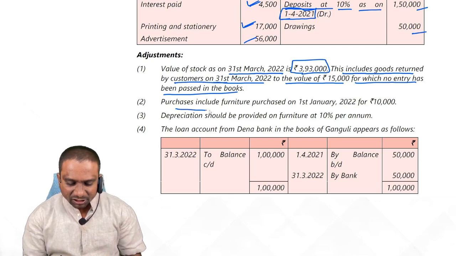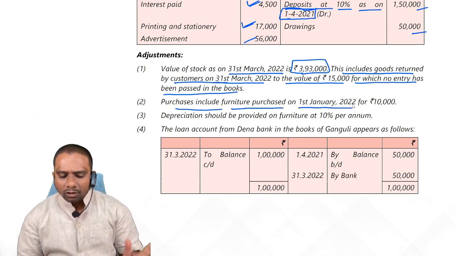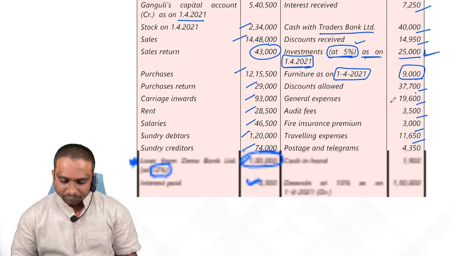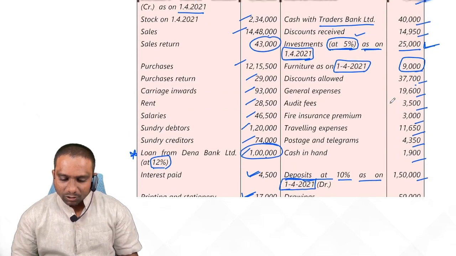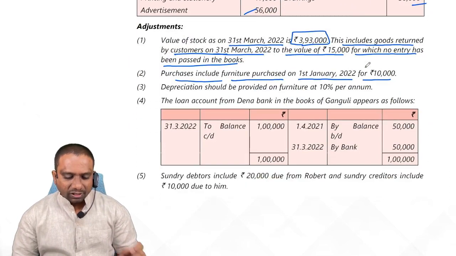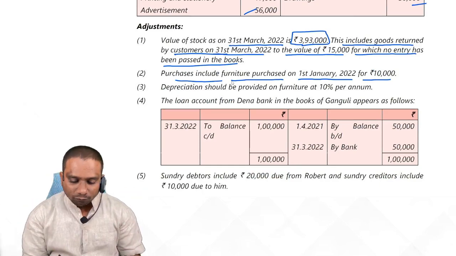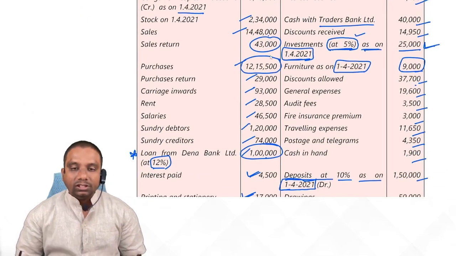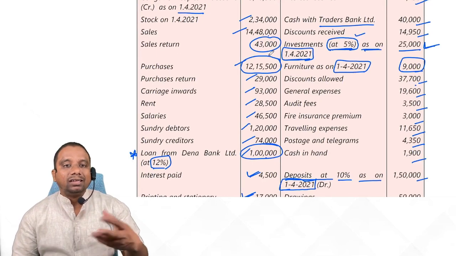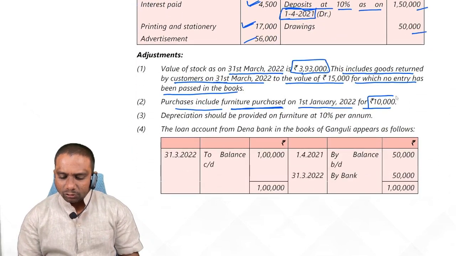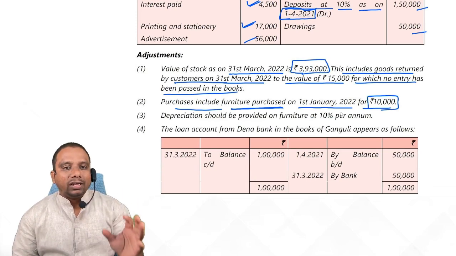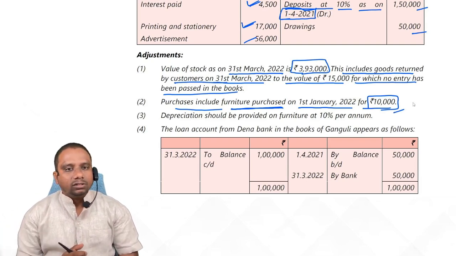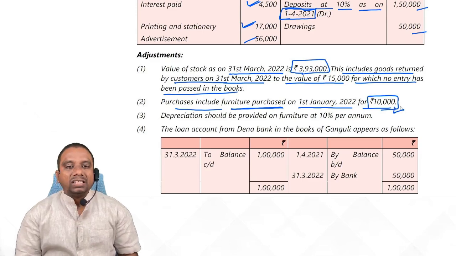Okay, next one. Purchases include furniture purchased on 1st January 2022 for 10,000. Look at the furniture as on 1/4/2021. Here they are giving, purchases include furniture purchased on 1st January. So look at purchases, 12,15,500. This 12,15,500 includes 10,000 rupees furniture. Means out of 12,15,500, you first deduct 10,000 rupees. The remaining amount is shown on the trading account debit side. Now this 10,000 rupees is added to furniture.